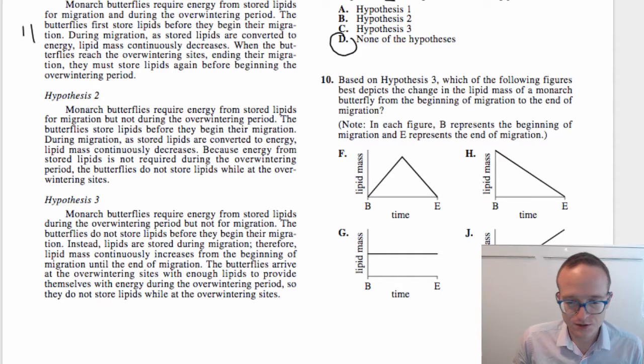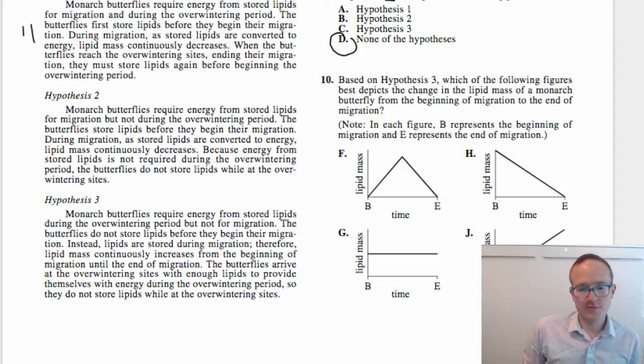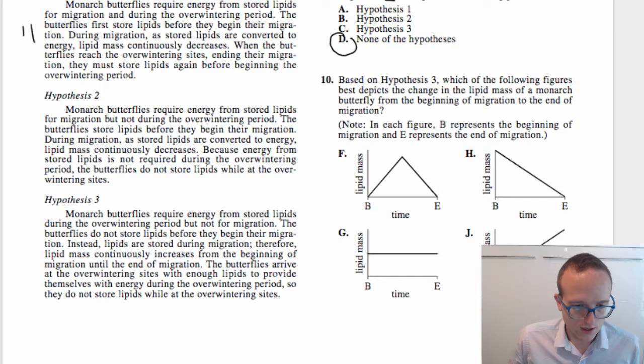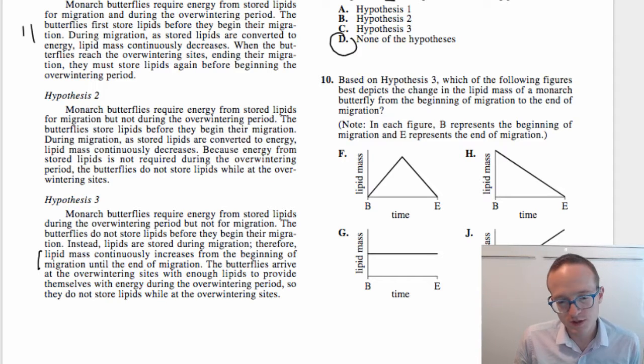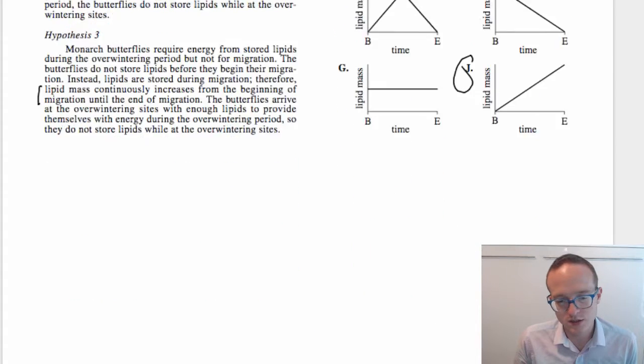Based on hypothesis 3, which of the following figures best depicts the change in the lipid mass of a monarch butterfly from beginning of migration to end of migration? Okay, let's see what they say about migration. The butterflies do not store lipids before they begin their migration. Lipids are stored during migration. Therefore, okay, here's the key sentence: lipid mass continuously increases from the beginning of migration to the end of migration. So we're looking for a continuous increase of lipid mass. J is the only one that looks anything like that. This is an increase, then decrease. This is decrease. This is flat.